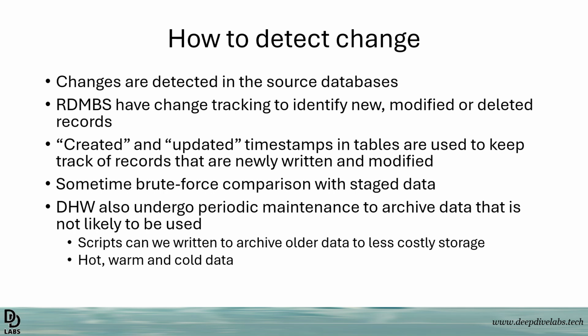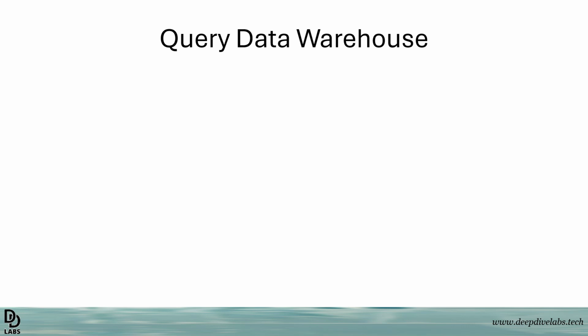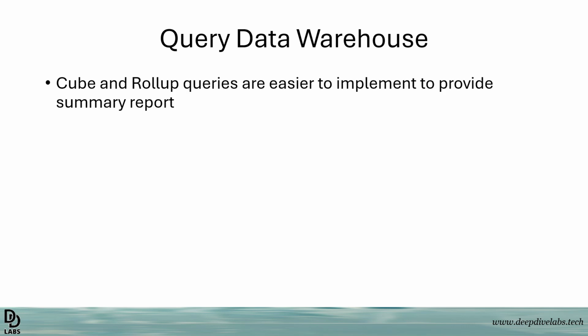So once you have populated your data warehouse, next you have to query your data warehouse. So let's look at some of the querying options available. Let's talk about different ways to query the data that you have now populated into your data warehouse. If you remember, we talked about the data cube, right? Which is a fundamental unit in which data is stored in a data warehouse because it's multi-dimensional data coming from multiple operational systems. So you have what are called cube and roll-up queries, which are easier to implement to provide summary reports. We will take examples of each as we go along.